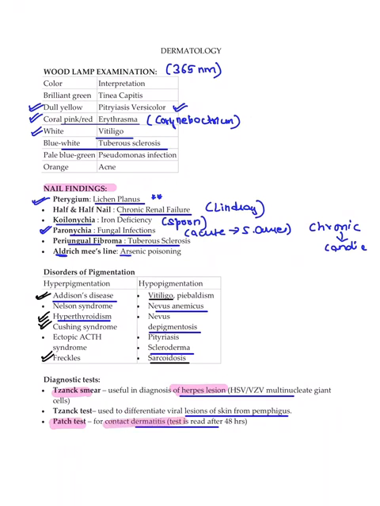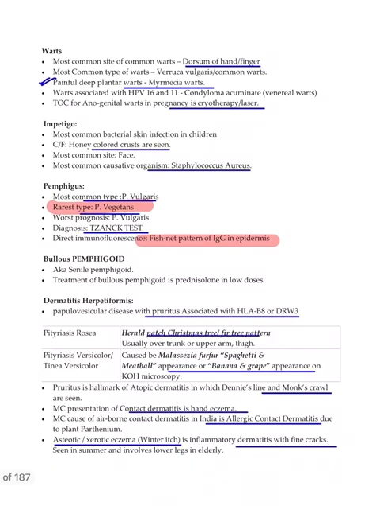This patch test is used for contact dermatitis, to know what the cause is, what the allergen is, guys. Now, if you talk about the most common site, it is the dorsum of the hand or finger, guys. And the most common type is verruca vulgaris, because it is the most common type.